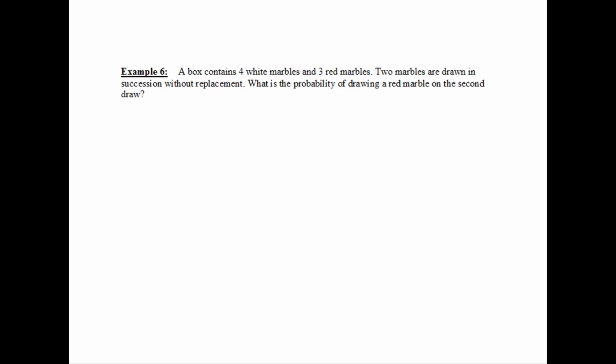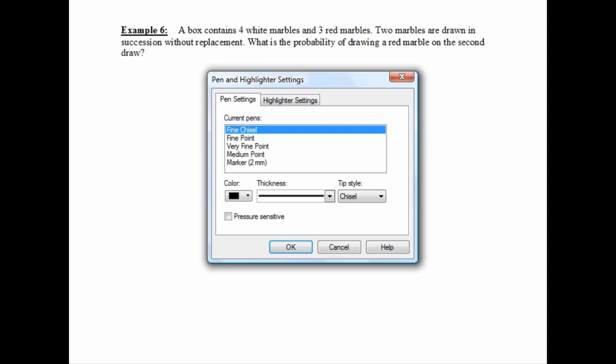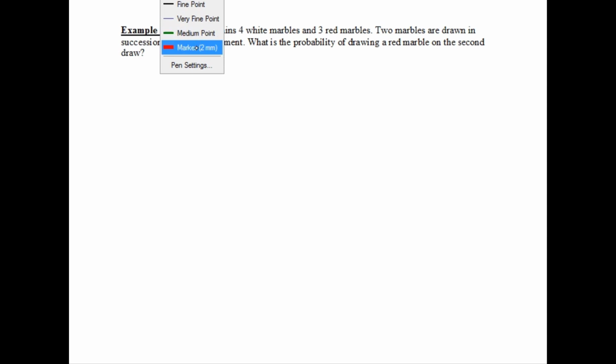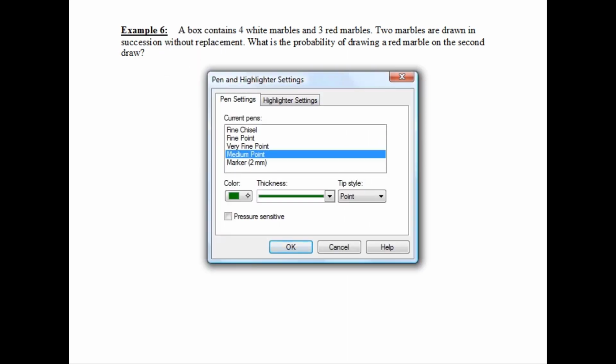Let's suppose that we have a box that contains 4 white marbles and 3 red marbles, and we're going to draw 2 in succession without replacement. What's the probability of drawing a red on the second draw? Let's set up our tree.